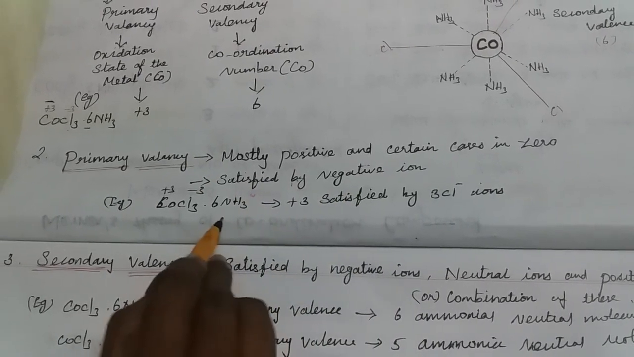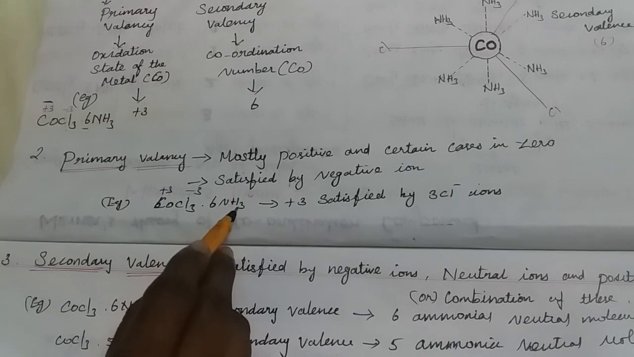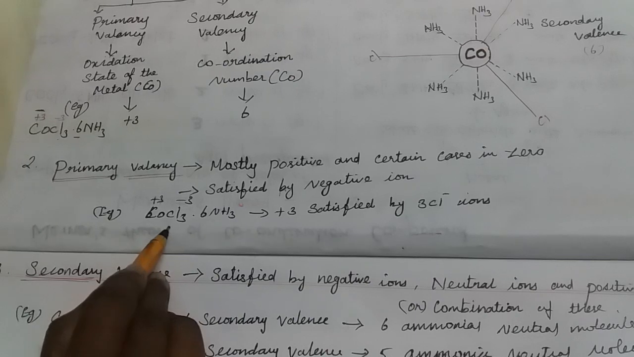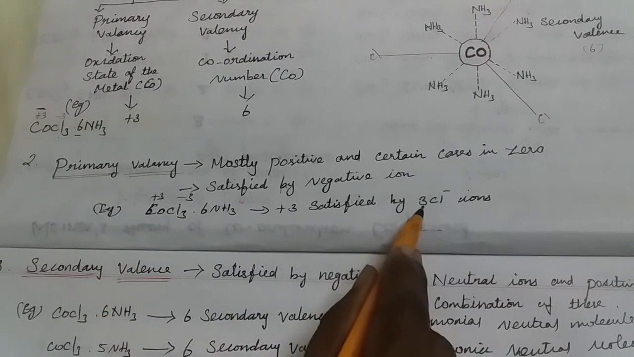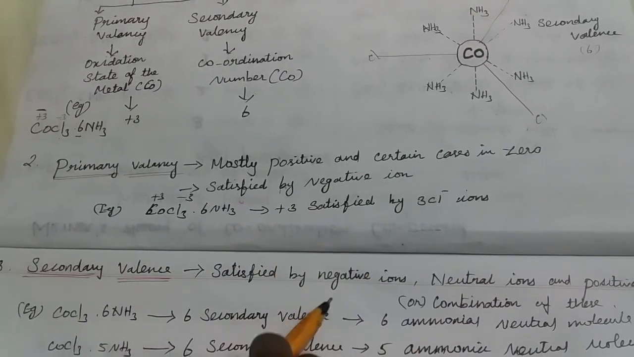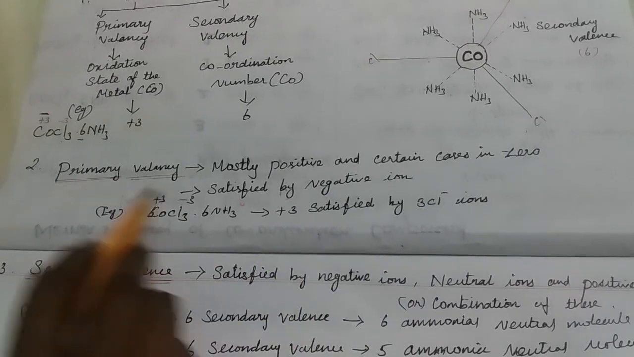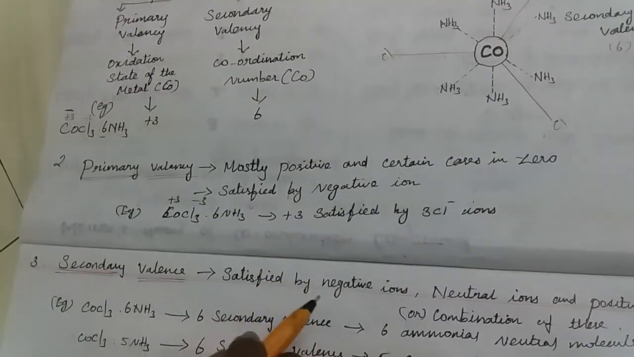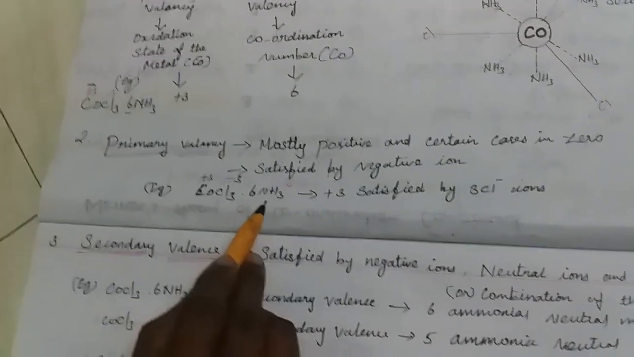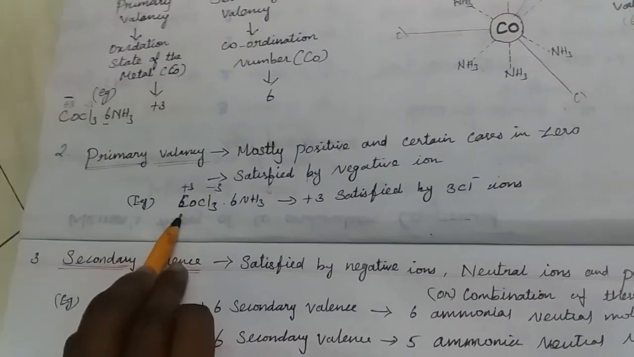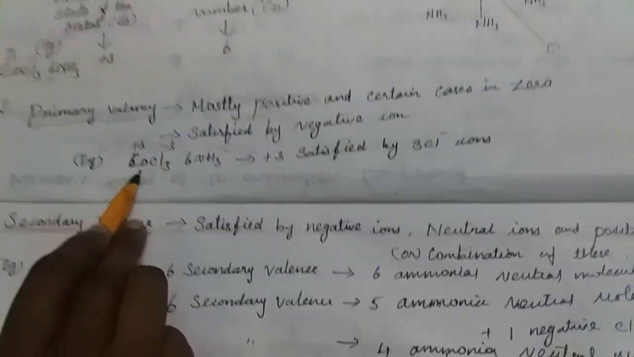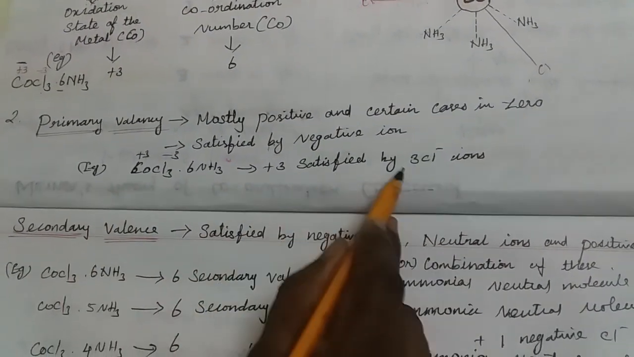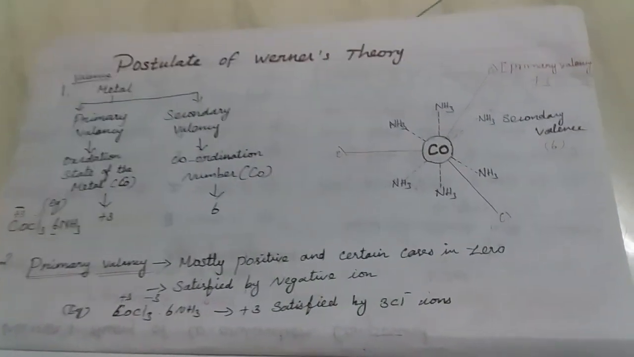For example, in the complex CoCl3·6NH3, the primary valency of cobalt is +3 and it is satisfied by 3Cl minus ions. Very clear? The primary valency is always satisfied by negative ions. The primary valency of cobalt is +3. This +3 is satisfied by 3Cl minus ions.